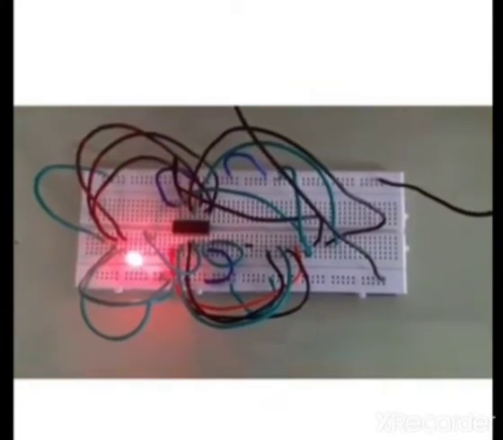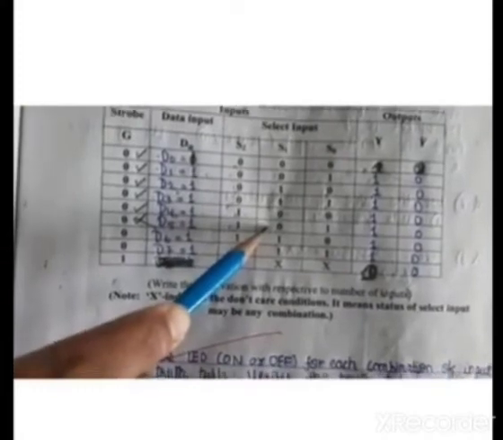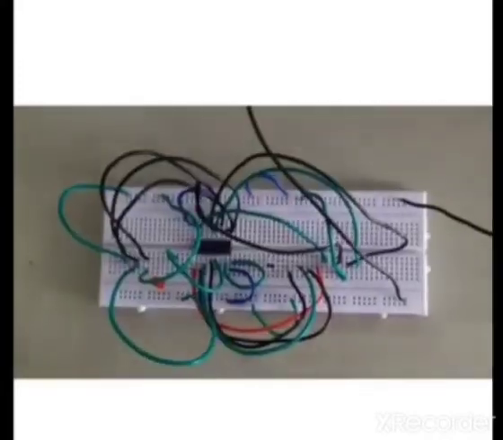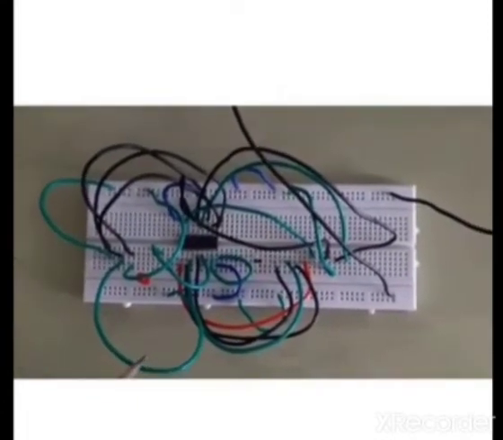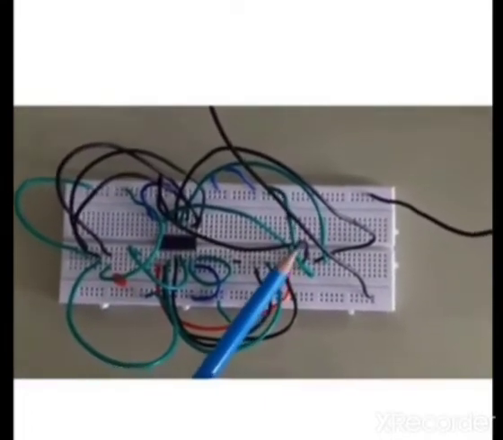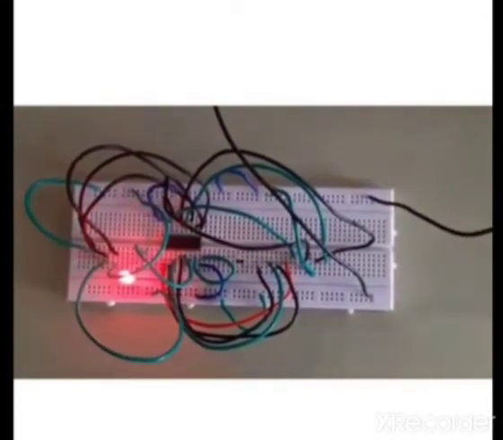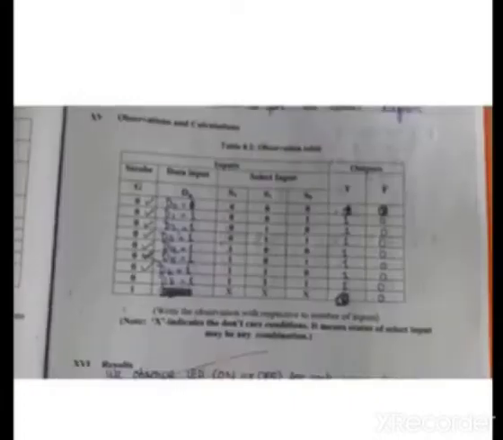Now let's check for D5. So here D5 is at logic 1, and your select lines are 1, 0, 1. That is, S2 and S0 pins will be at logic 1, connected to VCC, and S1 will be ground, and the expected output should be 1. Here S0 and S2 pins are connected to the VCC, and S1 pin is connected to ground, and D5 pin is connected to the VCC. Let's see whether the LED starts glowing. Yeah, LED is glowing. That is, the sixth truth table is also verified.